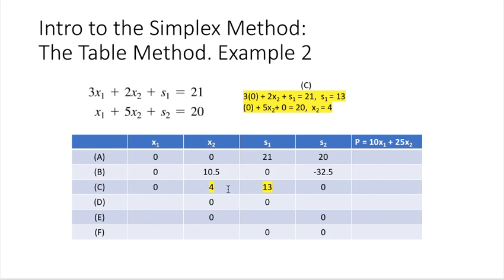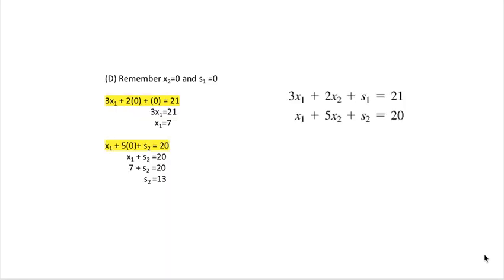So now I'm going to substitute 4 for x2 and 13 for s1 into our equations, into our table. All right, row D is next. For row D, we're using a 0 for x2 and a 0 for s1. Once again, here's the math.